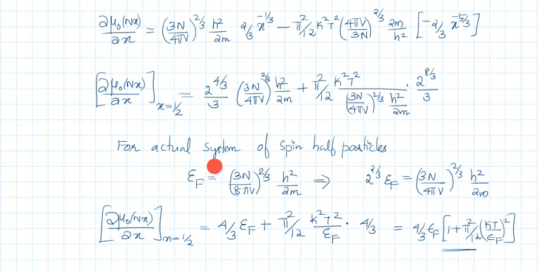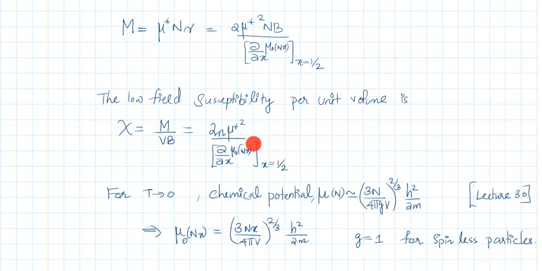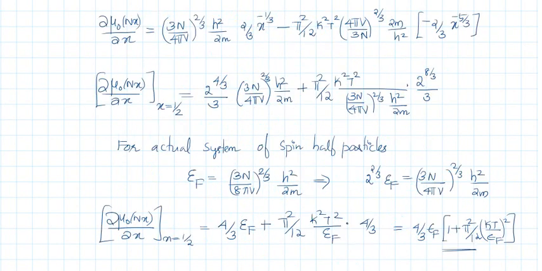Now, for the actual system of spin half particles, we have EF equal to, we have to substitute this value here, then we will get the actual susceptibility value. For the actual susceptibility calculation, you have to substitute g as 2. Okay, so for actual spin half particles, Fermi energy EF is (3n by 8 pi v, not 4 pi v, 8 pi v) raised to 2 by 3 h square by 2m. So 2 raised to 2 by 3 EF becomes this quantity. So substitute for this quantity also.